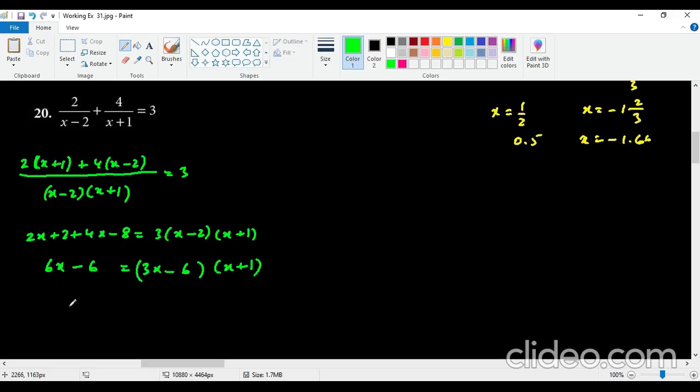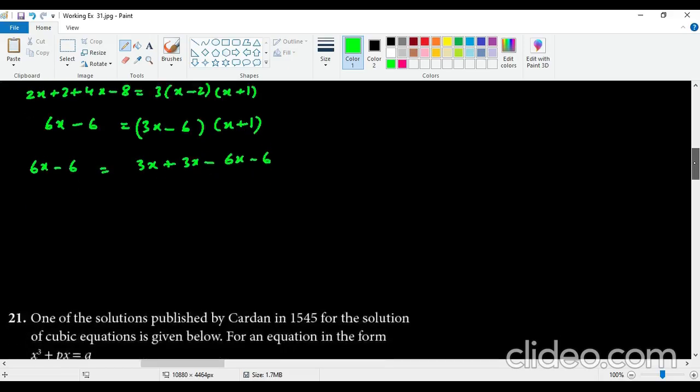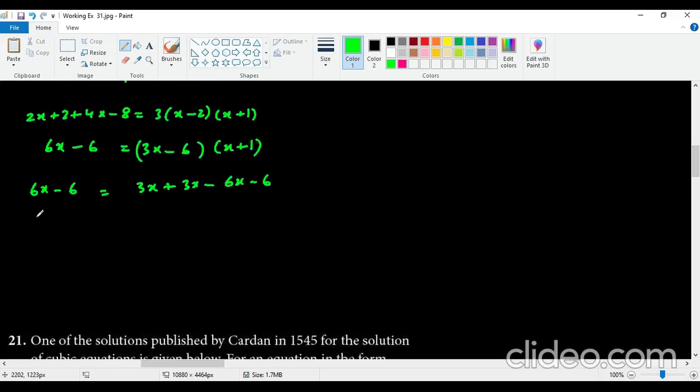So 6x minus 6 equals, first is multiplied by 3x minus 6, so it's going to get 3x squared plus 3x minus 6x minus 6. And now what we can get is 6x minus 6, this is going to be 3x squared, so everything is going to go other side.